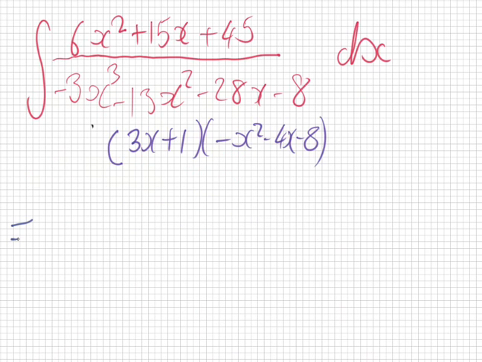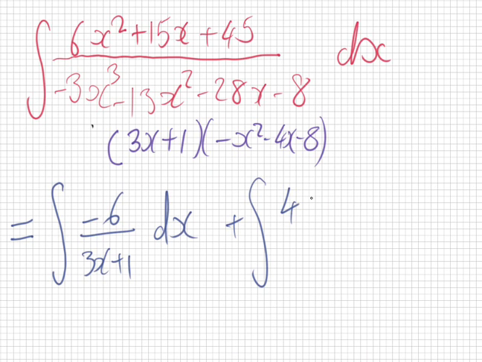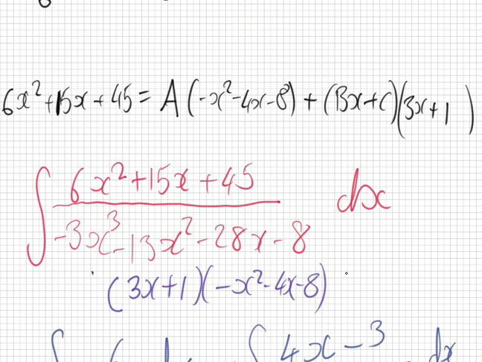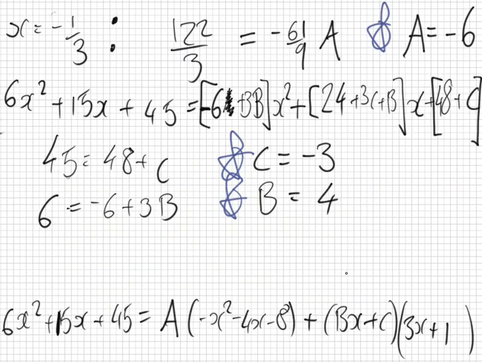Right, so I know now that this equals A. What was A? Minus 6 over 3x plus 1 dx. And then what was the B and the C? 4x minus 3 over minus x squared, yeah? Minus 4x minus 8 dx. Okay, do you have that so far? That C was 3, was it? Yeah, minus 3. Yeah.